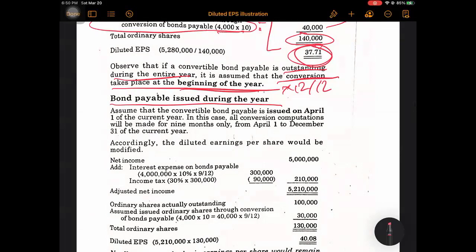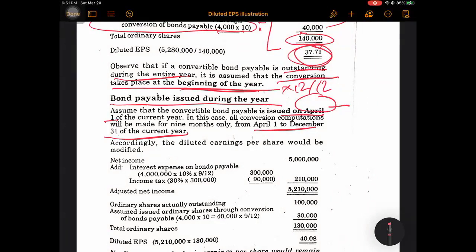So assume that the convertible bonds payable are issued on April 1. So the bonds are issued on April 1 of the current year. In this case, all conversion computations will be made for 9 months only, from April 1 to December 31. Of course, because the bonds were issued on April 1, our interest will start on April 1 up to December 31. At the same time, when we compute the potential outstanding shares from the convertible bonds, we have to prorate them for 9 months because it is April 1.